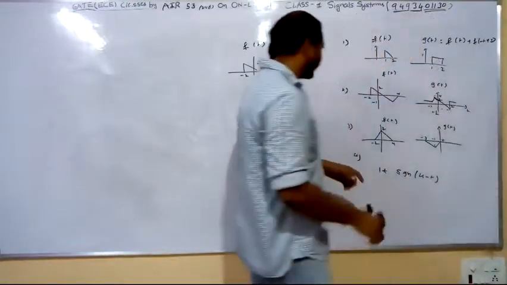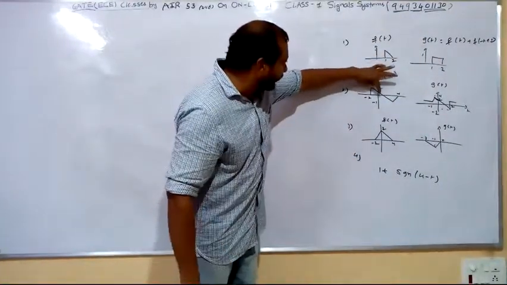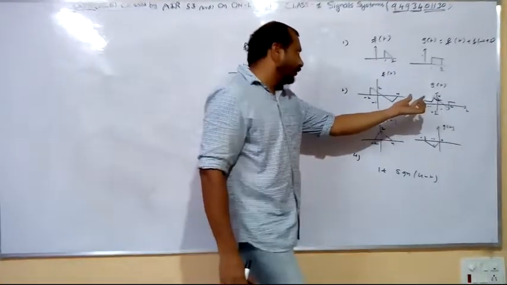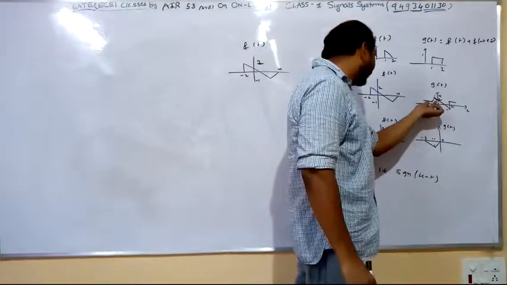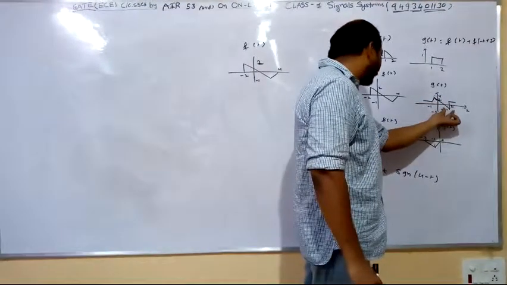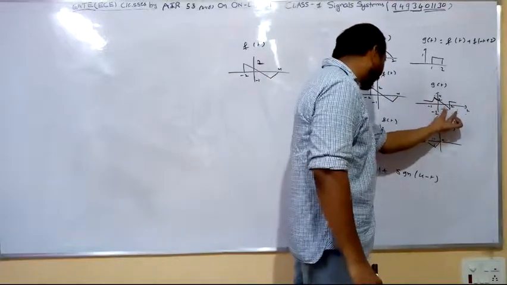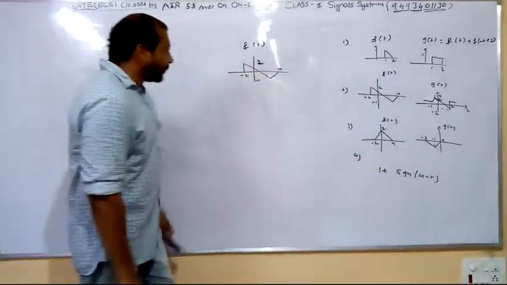This is a triangular shape. Here this is looking like a sawtooth pulse, and this is looking like a triangular shape. This is a triangular shape. Okay, in g of t you are having the triangular shape at this place, and the sawtooth shape in this part.